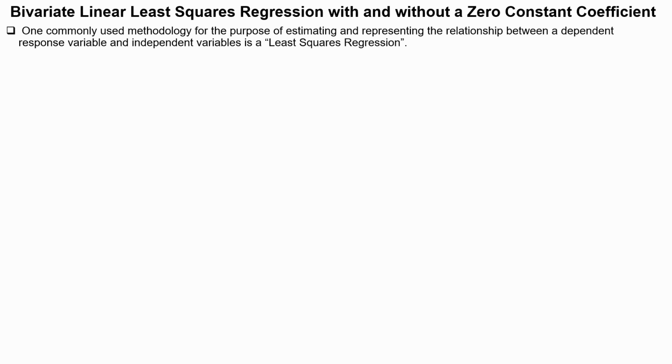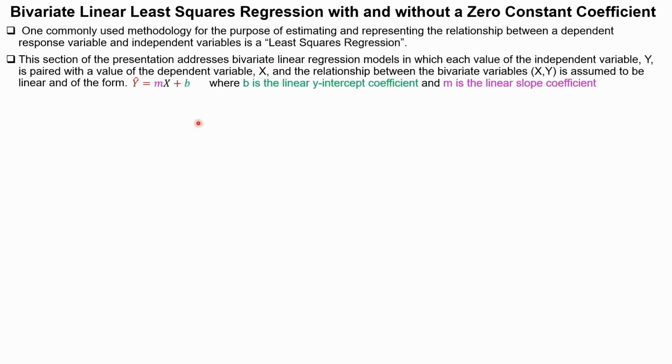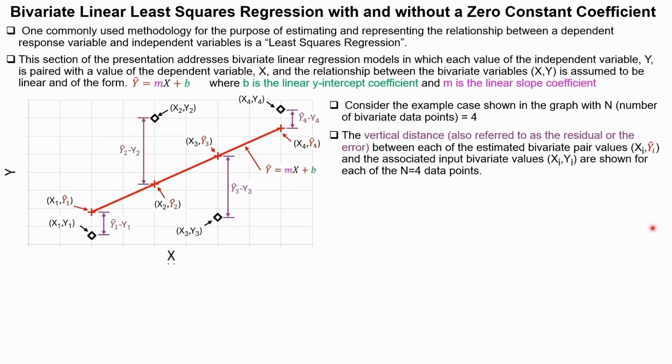One common method for estimating the relationship between a dependent response variable and independent variables is called a least squares regression. In this section of the presentation, we'll be talking about a linear regression model, where this is the equation for linear regression, relating the independent variable x to the dependent variable y. Consider the case where we have four pairs of bivariate relationships between x and y, shown as the black diamonds. And the relationship model between the x and the y parameters is this linear relationship shown by this red curve.